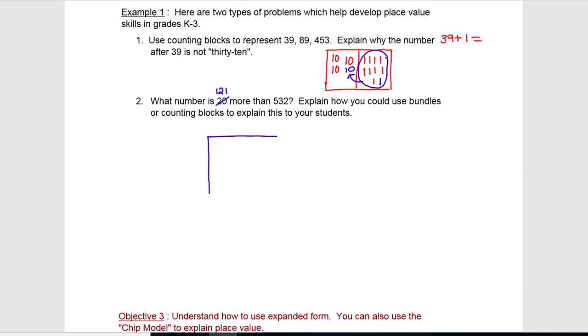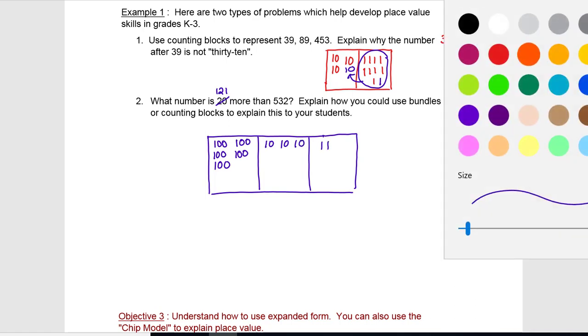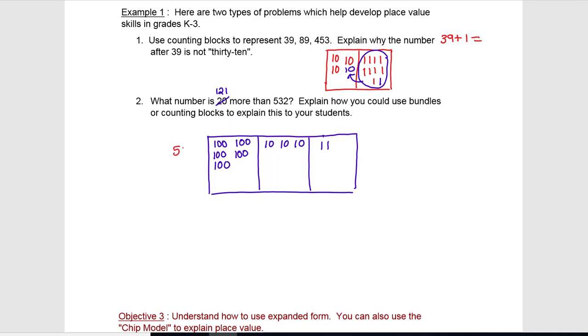So I'm going to draw 532. One, 2, 3, 4, and 5. 1, 2, and 3, and 1, 2. And what I want to do to that, so I'm going to have 532, and I want to add to it. So what I'm going to do is put a dotted line right here. I'm going to add to it 121.